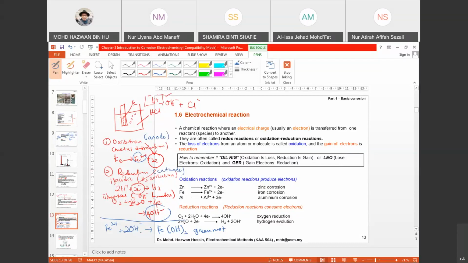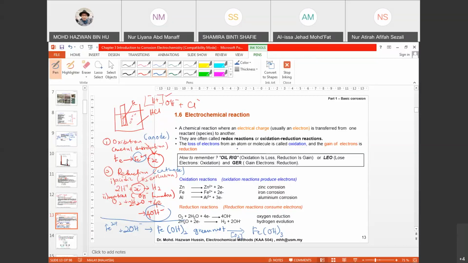Okay, the other types will be like, after it has produced green rust or ferrous, because this is Fe2, so ferrous hydroxide, it can easily further oxidize, meaning that a further oxidation process can occur. It can form another stable product known as brown rust, ferric oxide, ferric hydroxide. All right, so basically, I think this slide literally tells what I have explained earlier.